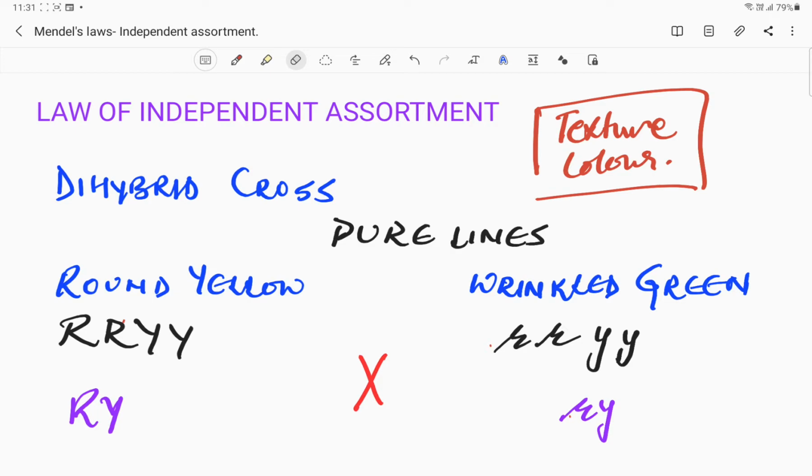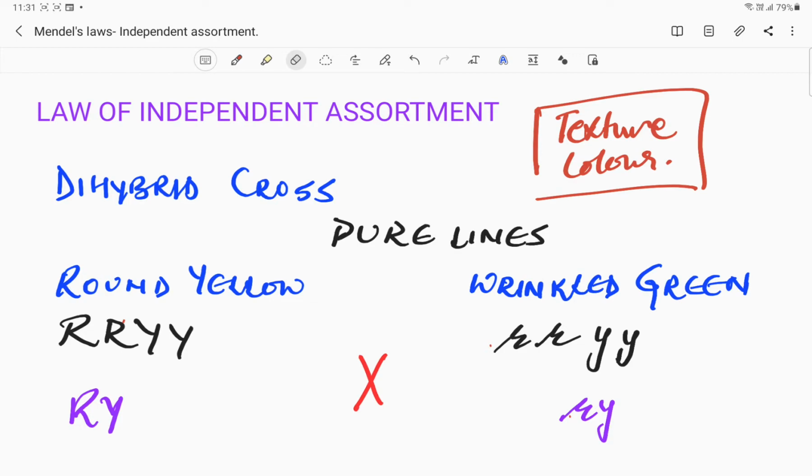In this video, we will learn about the law of independent assortment. This was the outcome of Mendel's work on his hybridization experiment with peas. Now, we have seen in our previous video about the monohybrid cross experiment that he conducted in great detail and came out with certain outcomes.